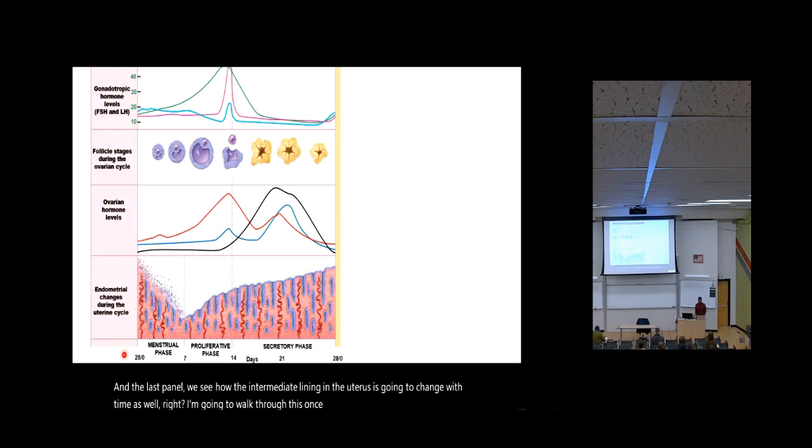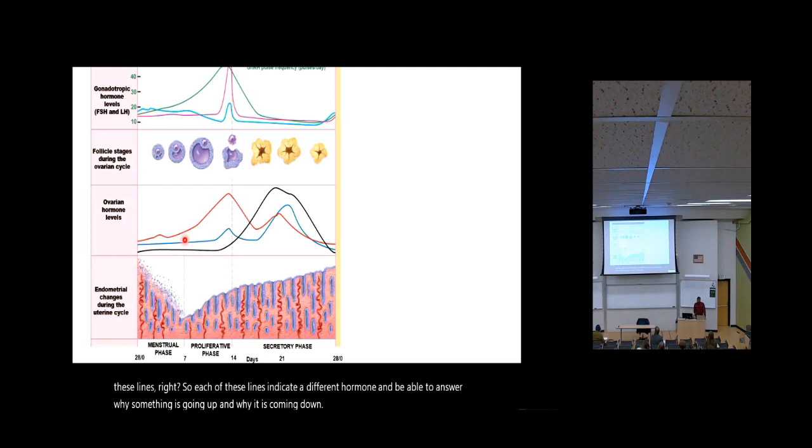I'm going to walk through this once. If anything isn't clear, please stop me. I'll walk you through this. But the one thing I want you to keep asking yourself is, what is causing this level to go up and come down? Just ask yourself that question for each and every one of these lines, right? So each of these lines indicate a different hormone, and be able to answer why something is going up and why it is coming down.